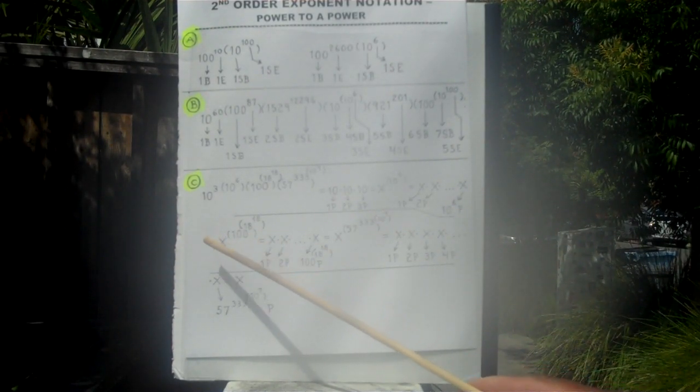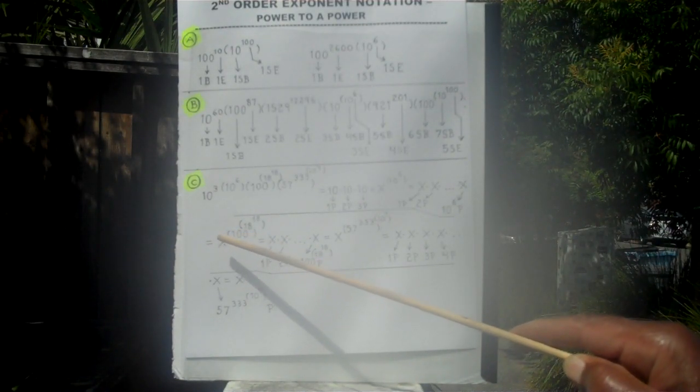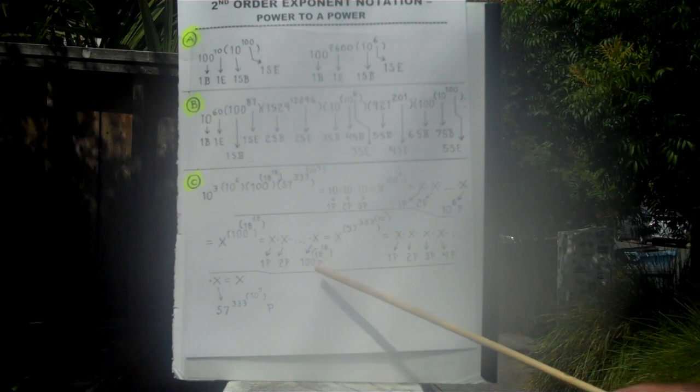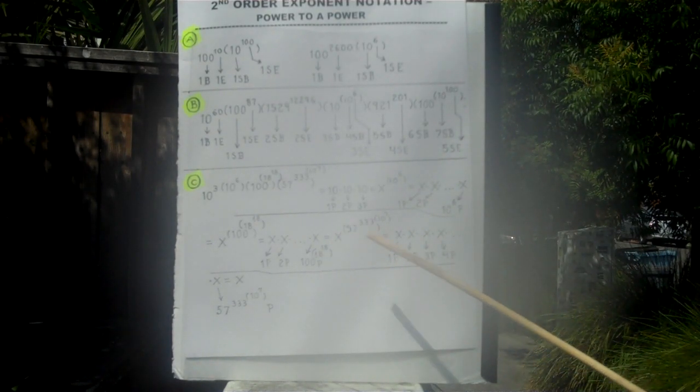And it is continued over here, where x to the 100th power, where x is x exponent 100 to the 18th power, equals x at the first place, times x at the second place, and so on to times x at the 100 to the 18th power place, which equals x, to the 57 to the 333rd power, which is raised also to the 10 to the 7th power, equals x at the first place.